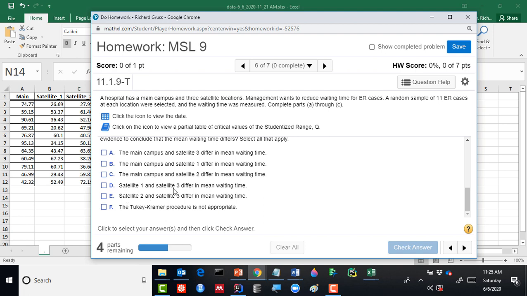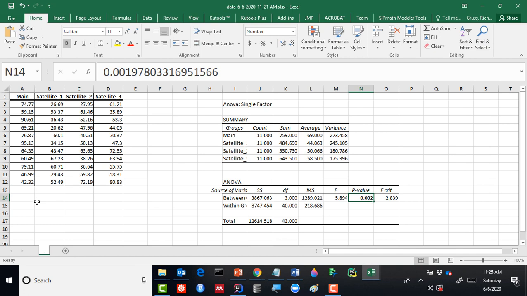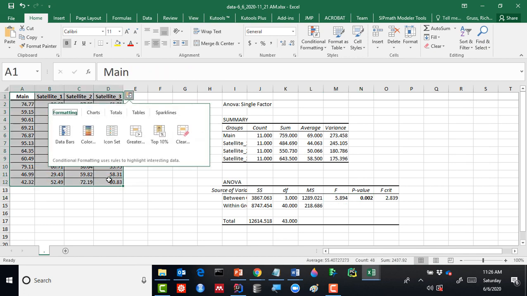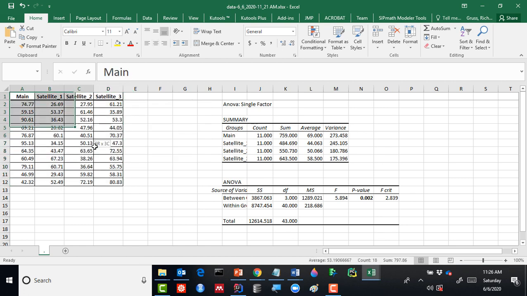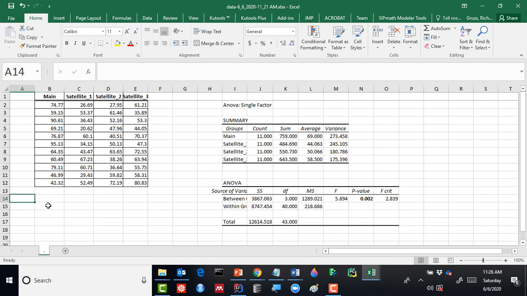The first thing we're going to do is move this data over a little bit so that I can have a little bit of room to put in some new things here.